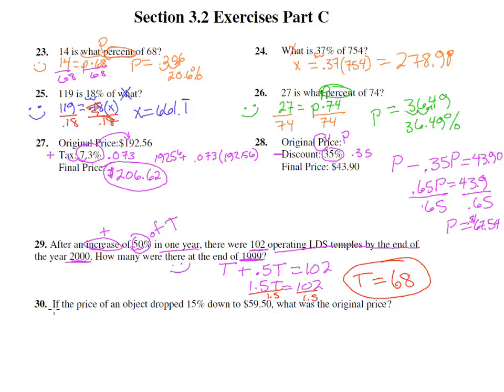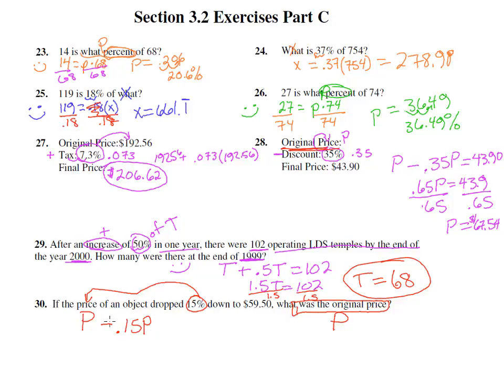Number 30. If the price of an object dropped 15% down to $59.50, what was the original price? Notice we need algebra because we're going backwards to find the original price, just like number 28 up here. Let's call this original price P. So the price of an object dropped 15%, move the decimal to 0.15 of what? Remember, you can't leave this alone. 15% of that? Nope, it's 15% of the price. So that's what it means to drop 15% of the price.